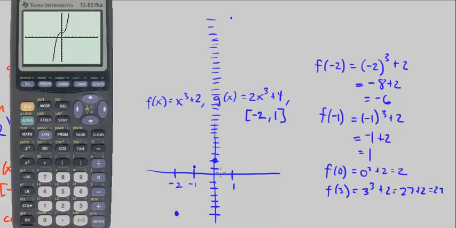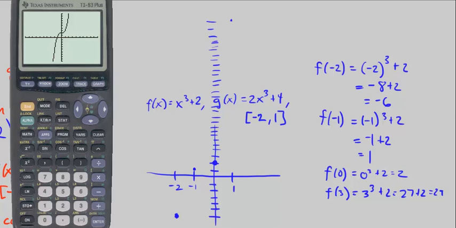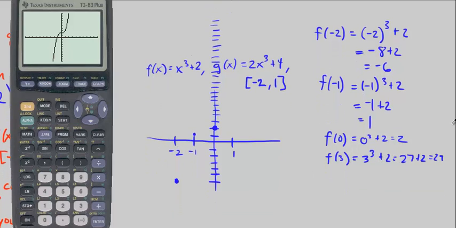I made a big mistake. What did I need to do? I didn't need f of 3. I need f of 1, right? So if you caught that, good for you. That's just 1 cubed plus 2.